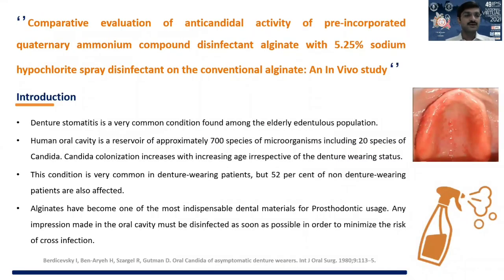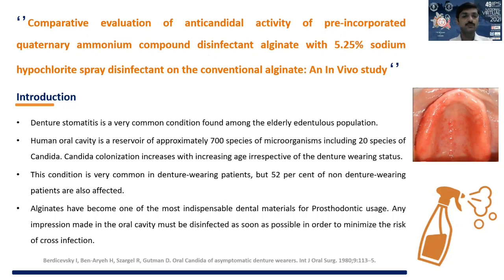So now coming to the introduction, denture stomatitis is a very common condition found among the elderly edentulous population. The human oral cavity is a reservoir of approximately 700 species of microorganisms, including 20 species of Candida. Candida colonization increases with increasing age, irrespective of denture-wearing status. This condition is very common in denture-wearing patients, but 52% of non-denture-wearing patients are also affected with denture stomatitis.